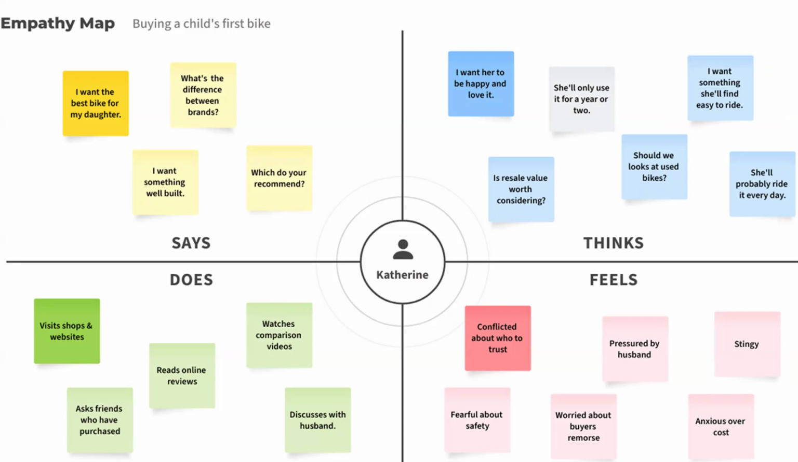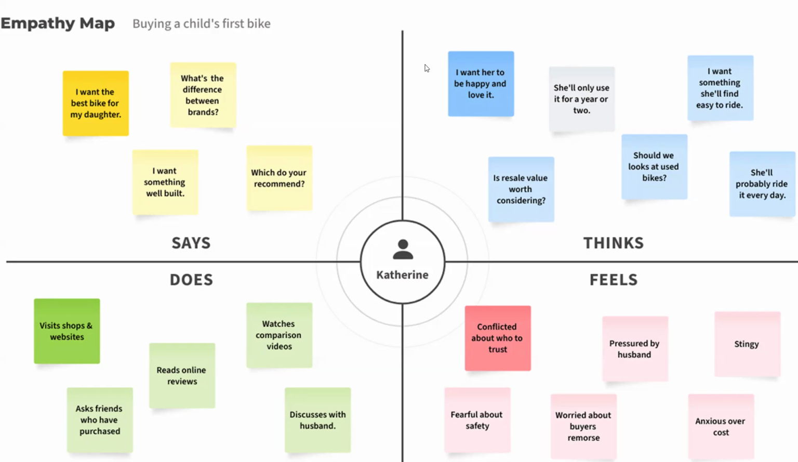Right. Now, first is I'm saying that what is he saying? Obviously, if we're talking about a child's bike, so you're a parent, I'm saying. So what does the parent say? The parent is saying these kind of things. I want the best bike for my daughter. What's the difference between the brands? I want something well built. What do you recommend? Or suggest me your best options or the best one maybe. Okay? So all these things that person is saying.